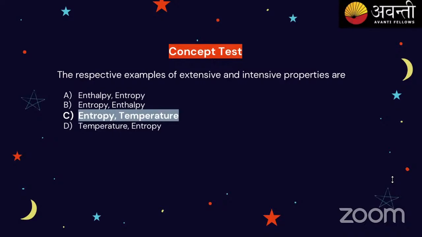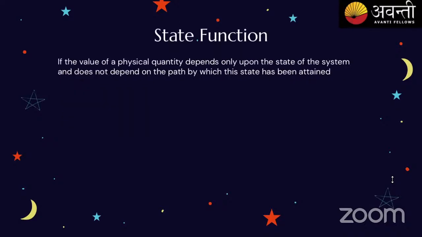Now, this is one more concept which we are going to see, that is state function and path function. Simple things to remember here, nothing more. For a state function, we will not consider whatever path we are choosing. We will only consider the initial state and final state.